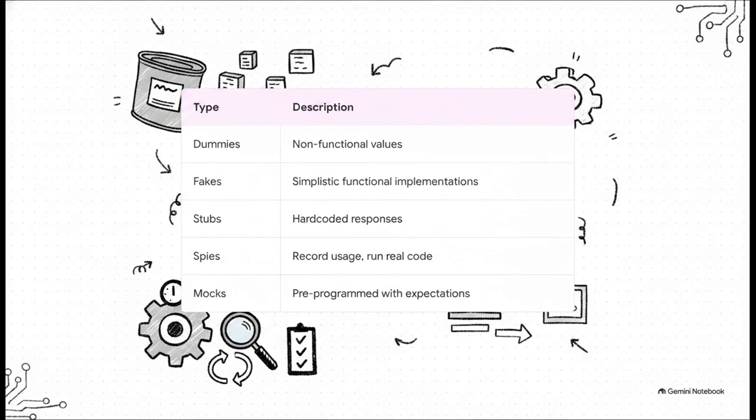It's a pre-programmed object that actually records how it was used, which lets you validate expectations later. So, rule of thumb, if you just need a quick canned response, use a stub. But if you need to prove that, say, a specific internal method was called exactly twice with very specific arguments, that's when you bring in a mock.